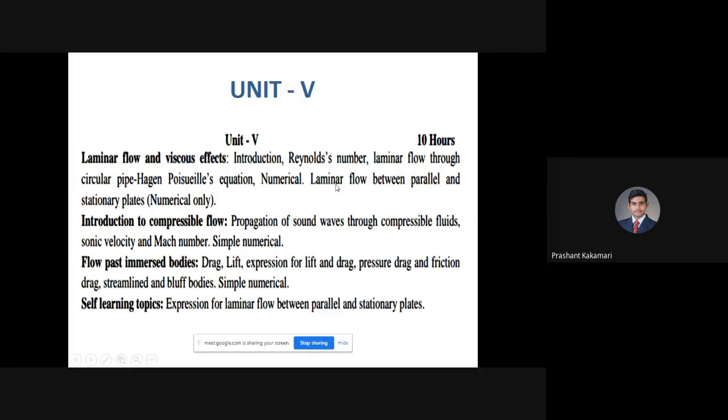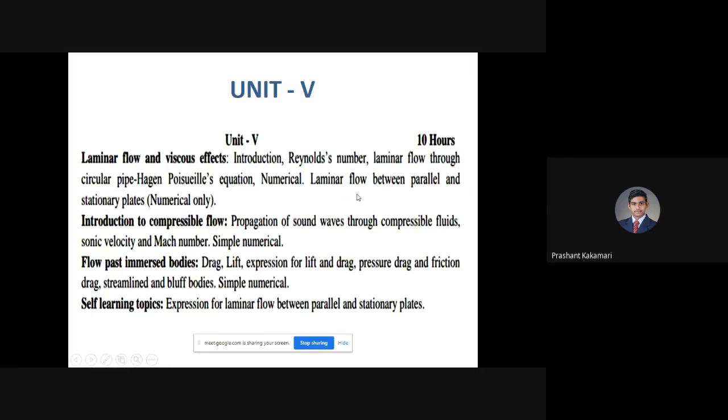Then next we'll take the laminar flow between parallel plates, similar to our Hagen-Poiseuille's equation, which is used for the pipe. Hagen-Poiseuille's equation is for laminar flow and viscous effects happening in the pipe. If it is between plates, we are going to use similar but different equations for flow between two parallel plates. The plate will be a flat surface, not a circular shape. Between those flat surfaces, if the flow is taking place in ducts, for example, how these equations will change, and we are going to solve the numericals.